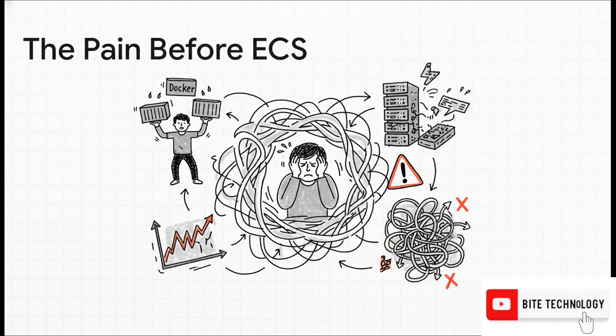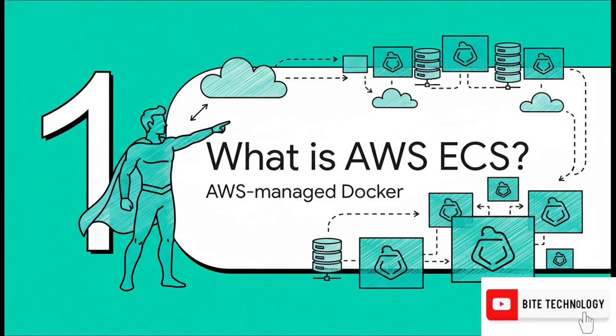Just think about the world before services like ECS. It was kind of a nightmare, wasn't it? You were stuck doing everything by hand, manually SSHing into servers to start containers, constantly worrying about those servers, patching them, figuring out what to do when one failed. It was just a huge operational headache. And that's where AWS ECS just swoops in to save the day.